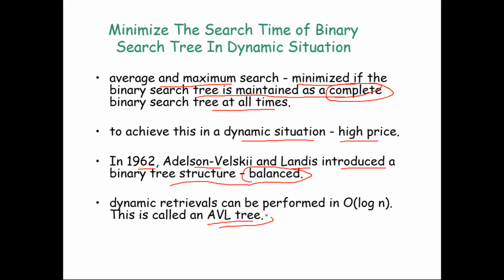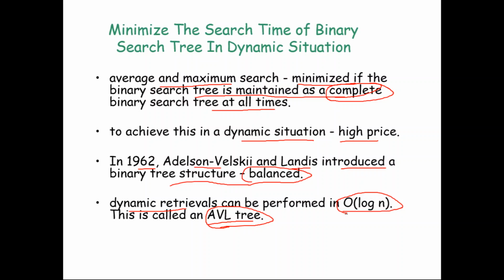So AVL tree is a self-balancing binary search tree. As it is a self-balancing binary search tree, any item, any key in the AVL tree can be identified with order of log n operations, which we have discussed already. That is, if a binary search tree is a balanced tree, then the number of operations required to search an element is order of log n.